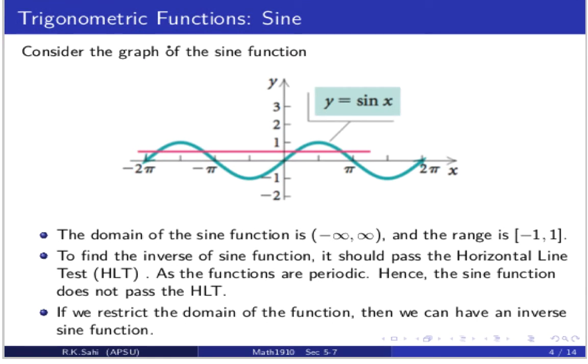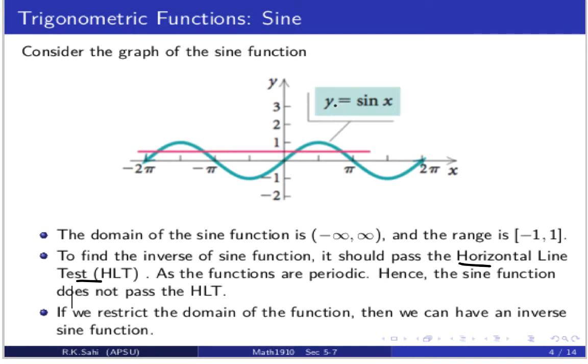Let's start with the graph of a sine function. Now clearly, sine functions, or rather all trigonometric functions, are periodic functions. So for a sine function, clearly the domain is minus infinity to infinity, the range is minus 1 to 1. Now if you want to find the inverse of the sine function, we know any function to have an inverse should pass the horizontal line test. So if we draw the horizontal line, what happens? It's not passing. It's actually passing more than 1 point. So that means this function is not going to have an inverse.